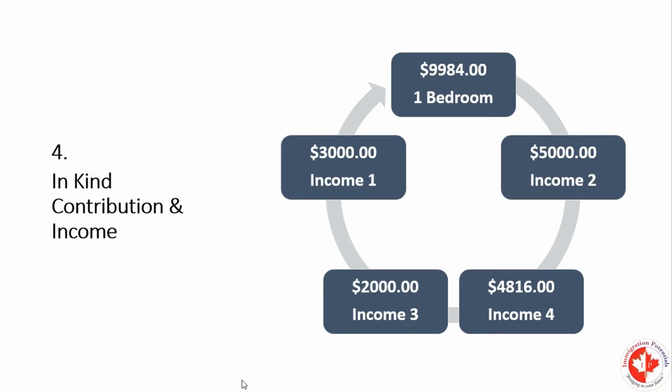For example, group member 1 makes income commitment of 3,000, member 2 5,000, member 3 2,000, and group member 4 $4,816, and group member 5 has one bedroom unit available to accommodate refugees. So when you calculate all of them, it will be $24,800 required for a refugee sponsorship application.